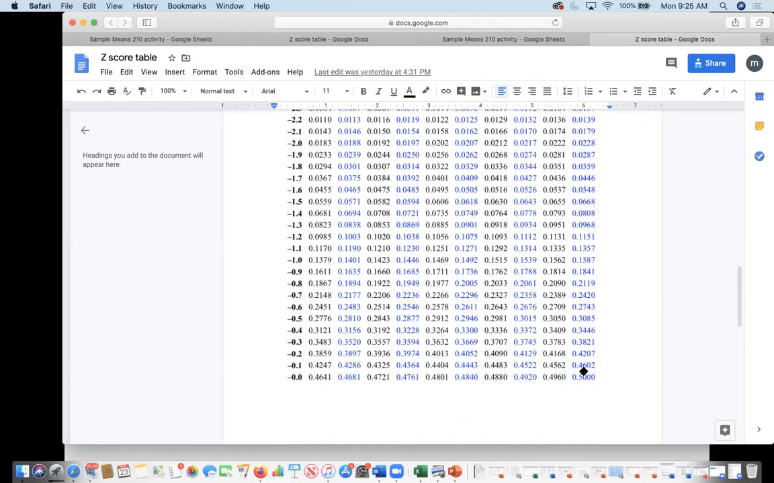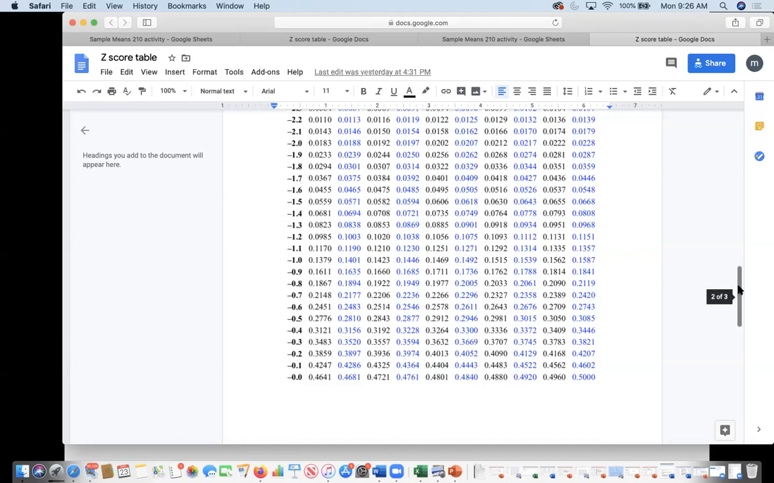0.5. Yeah, 0.5. And so what this is showing is that when we have a z-score of 0.00, 50% of the distribution is to the left of that z-score. And so this verifies our hypothesis that 50% is to the left of a z-score of 0.